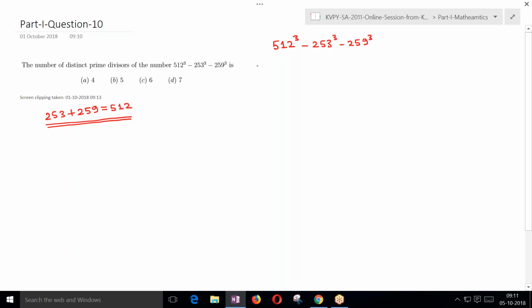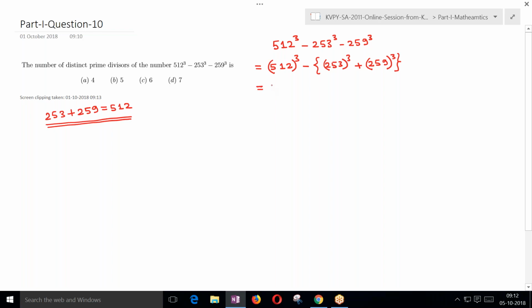So what I'm writing is, this is equal to 512 power, sorry, 512 power 3 minus, we can write this is equal to 253 power 3 plus 259 power 3. You can ask, sir, we understood 253 plus 259 is equal to 512, but then why did you write it like this, minus 253 whole cube plus 259 whole cube? Because a cube plus b cube is (a plus b) whole cube minus 3ab into (a plus b). For a cube plus b cube, we can apply the formula: a plus b into a square minus ab plus b square. The moment we write a plus b as 512, that will help us to proceed further.